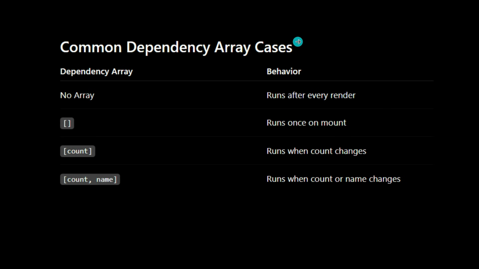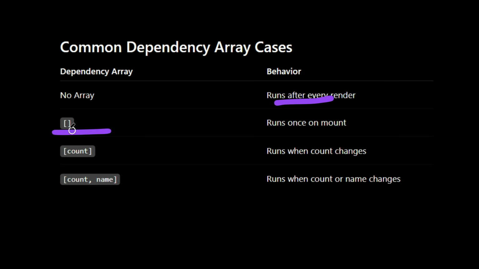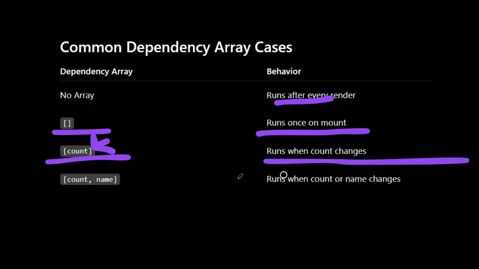Here you see your dependency array cases. No array means run after every render. If we have just an empty dependency array, with square brackets, then run once on component mount. If we have a state value in the array, then whenever the value changes, it runs again, run when count changes. If we have two values in the array, then it will run when count or name changes. If count changes, your useEffect executes again, or if your name changes, your useEffect executes again.